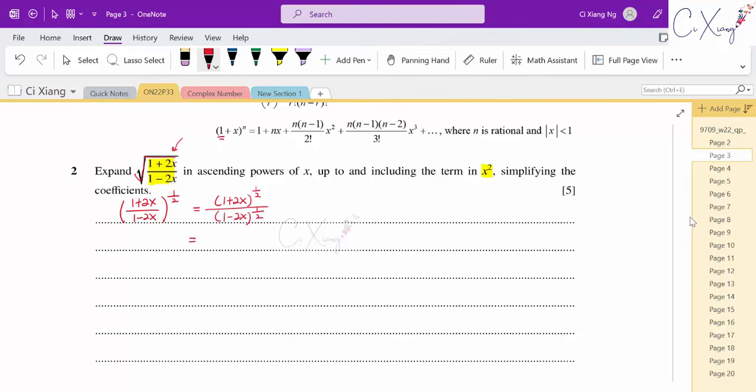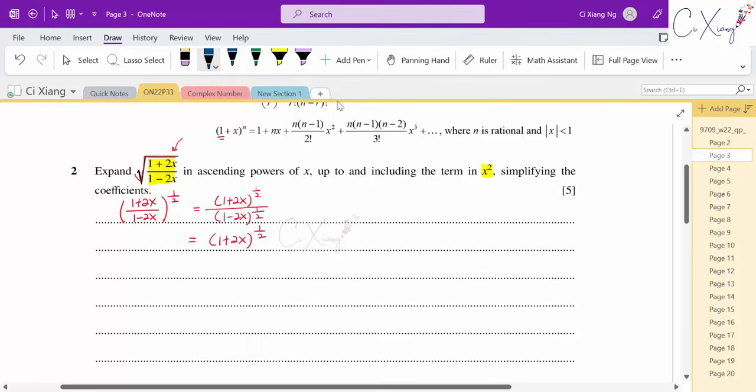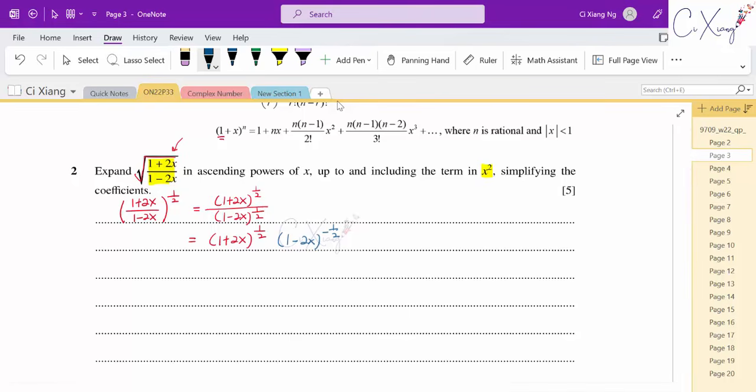And then to further expand it, it will be good if we can bring the bracket at the bottom up to become the numerator. So when you bring it up, it will become 1 minus 2x with power negative half. Okay, so we are having the product of two brackets and I want to expand them separately. After I expand them, only then I combine them together by multiplying each other.